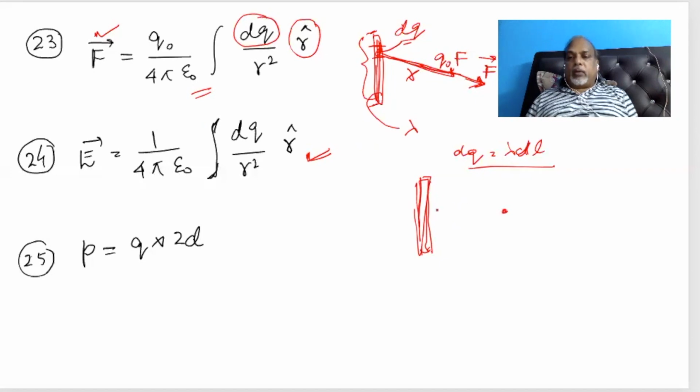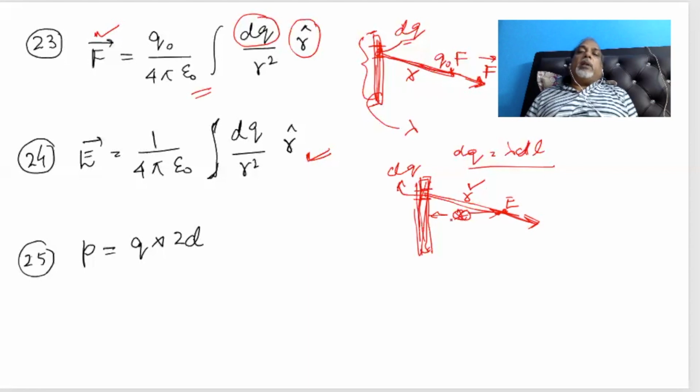Suppose you want to find out the field at a distance r due to this line charge, or due to dq, a segment of the charge, then this will be your r, and due to this segment of charge, the electric field will be like this. And naturally the electric field direction will be in the direction of r, this unit vector r, that's why it's there.